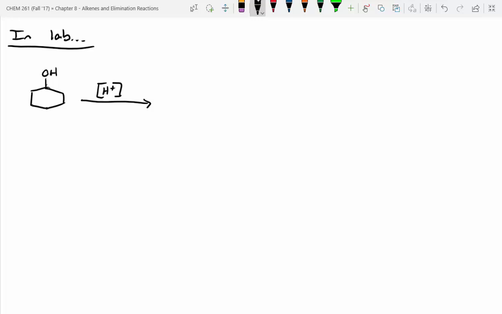Protonating the oxygen. The fastest reaction in chemistry is always going to be proton transfer. Before substitution, before elimination, before any of that, proton transfer will occur. So we'll protonate it. All right, now we've got OH2+. And then we've got the conjugate base of our strong acid floating around as well.